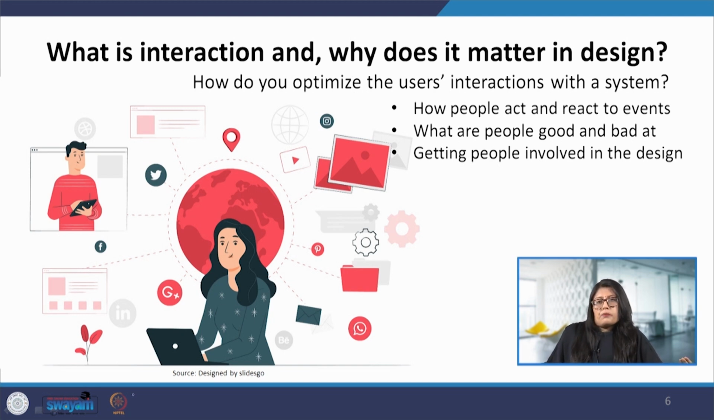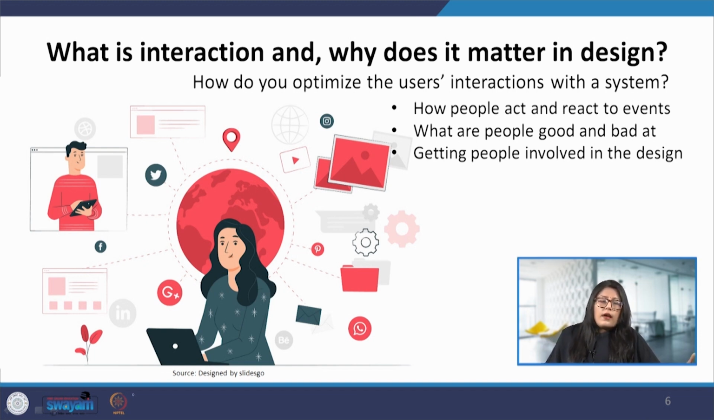So, there are several ways to do it. Now, first we need to know how people act and react during some events. Like we saw in the earlier example, we like some products, we dislike some products. So, what is it that makes a person react to something positively or negatively? What are those attributes that will make me want to use the product again or just reject the product?